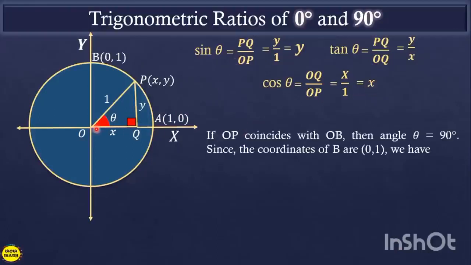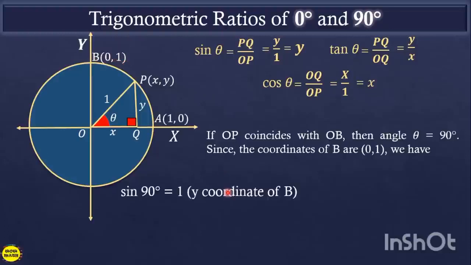If OP coincides with OB, dito naman daw. So, from here, 0 degree, nag-move siya dito. Si OP mo nag-move siya dito. So, hanggang dito. And this is 90, right? So, 90 degree. So, ibig sabihin yung theta mo ngayon, magpo-form siya ng 90 degree angle. Kasi ito, from here, nag-move siya dito. Coincide siya dito. So, 90 degree angle ang mapo-form niya. So, yung theta mo ngayon is a 90 degree angle. Now, since dito siya nag-end, dito siya nag-coincide, ang coordinates po ni B ay 0, 1.